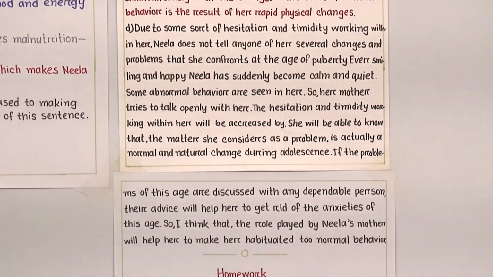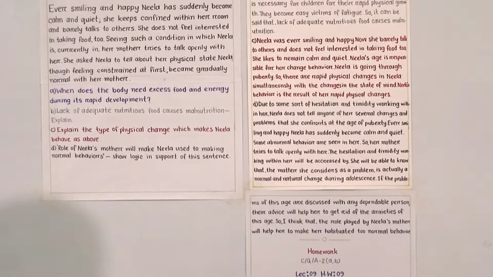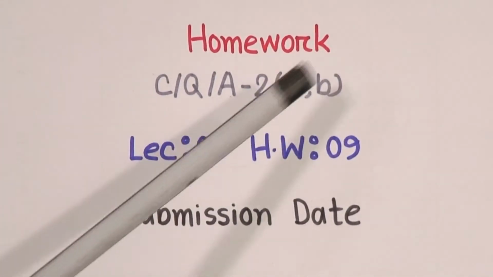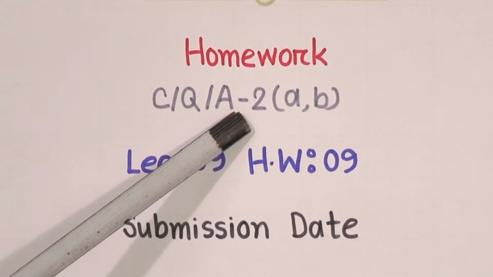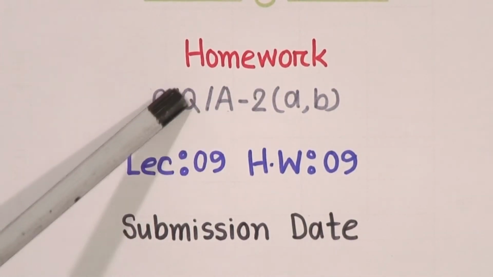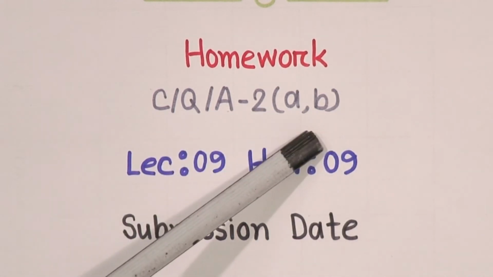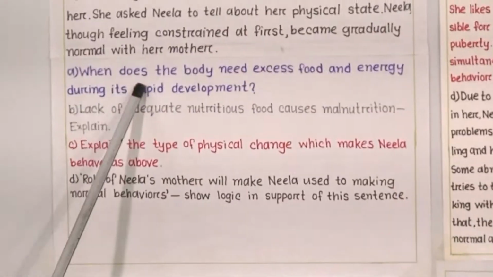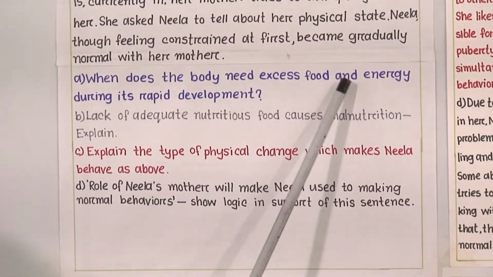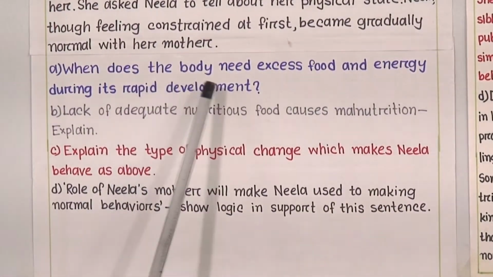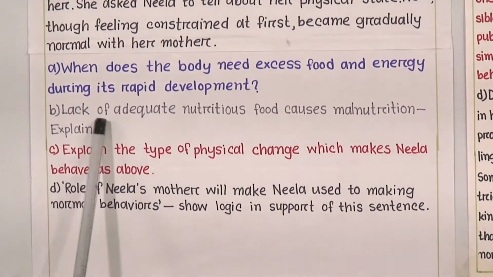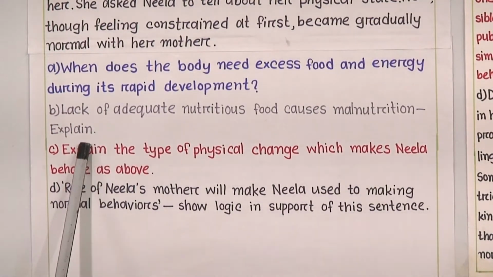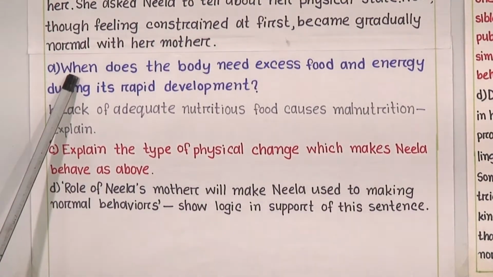Now students, I'm giving your homework. Your homework will be creative question answer A-B from 2. I'm repeating, your homework will be creative question answer A-B from 2. It means question number A, when does the body need excess food and energy during its rapid development, and lack of adequate nutritious food causes malnutrition? Explain. These two will be your homework.